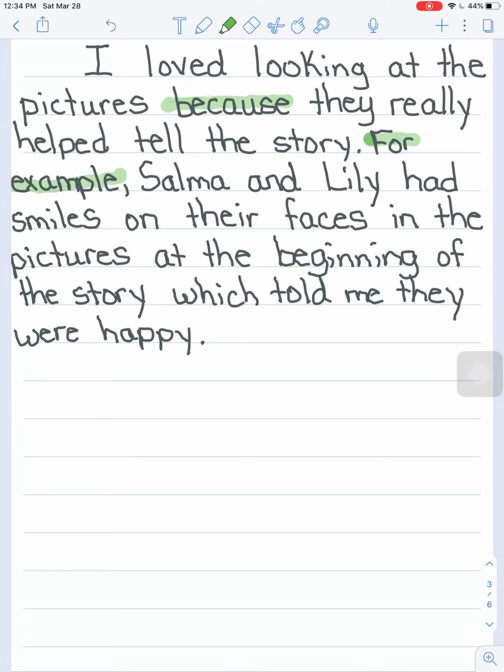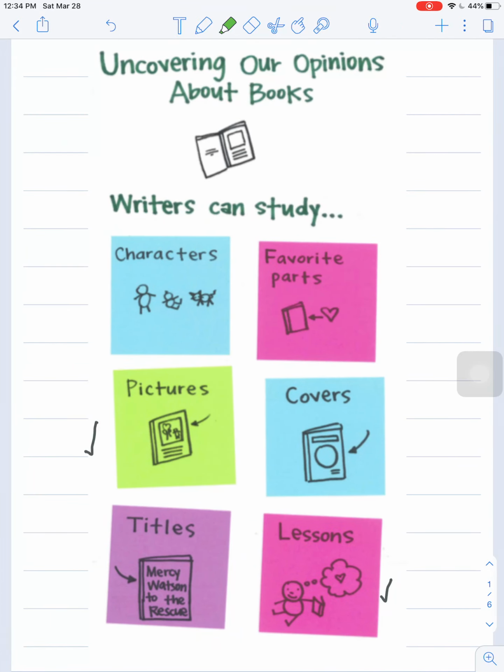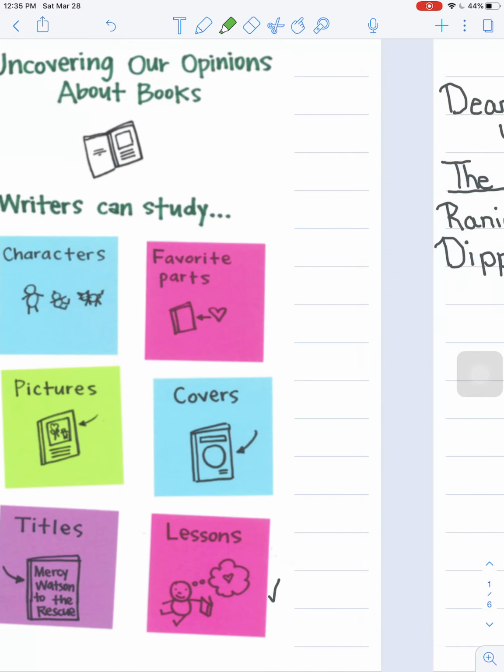All right, we're going to start the next paragraph. And in the next paragraph, we're going to talk about our second reason that we really like the book. I'm going to be talking about the lessons that I learned from the story. That's going to be my focus of this paragraph.